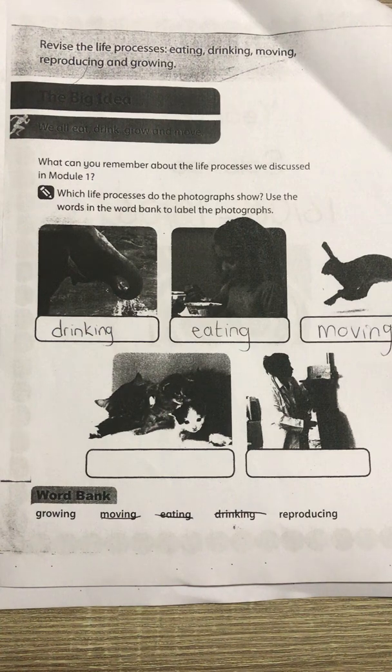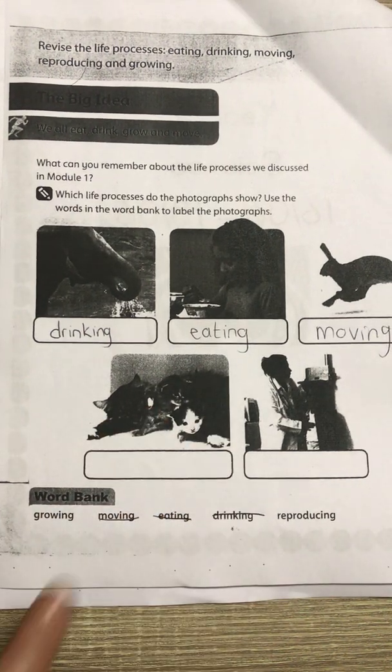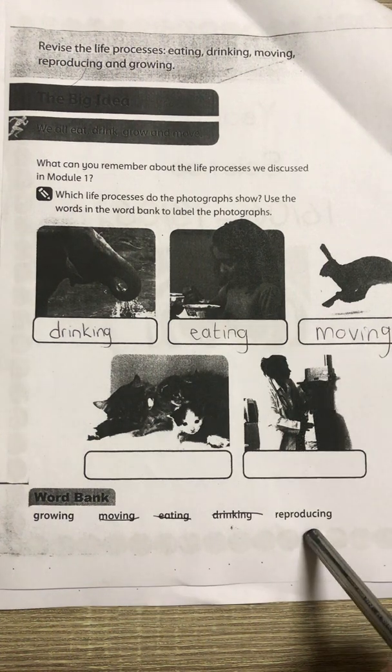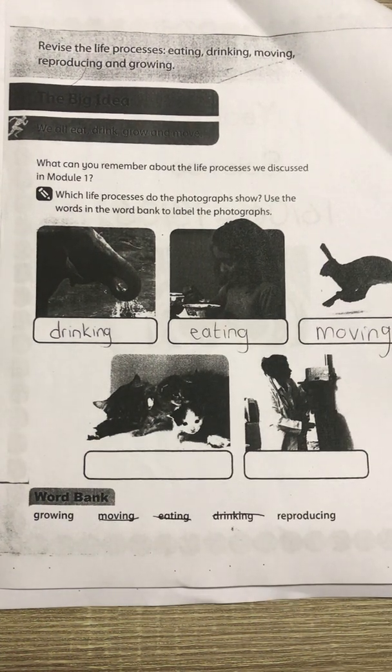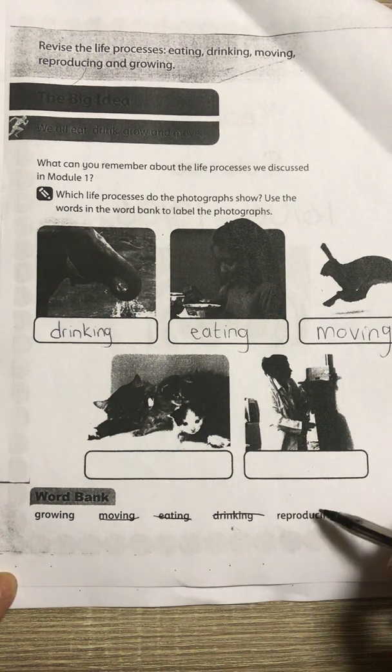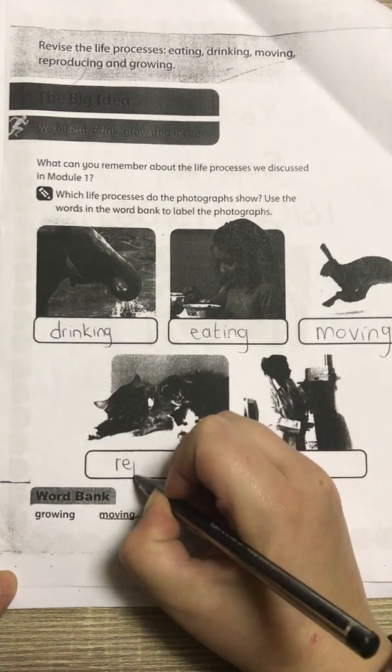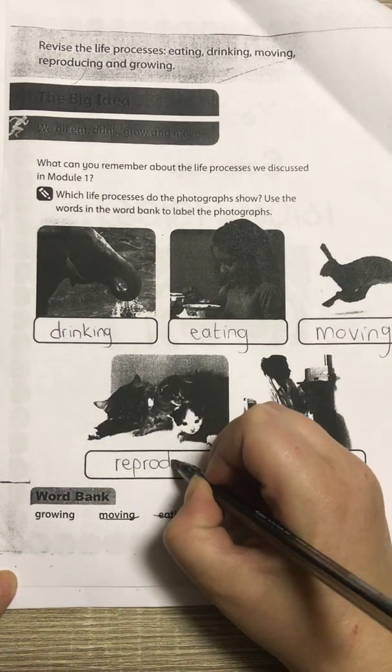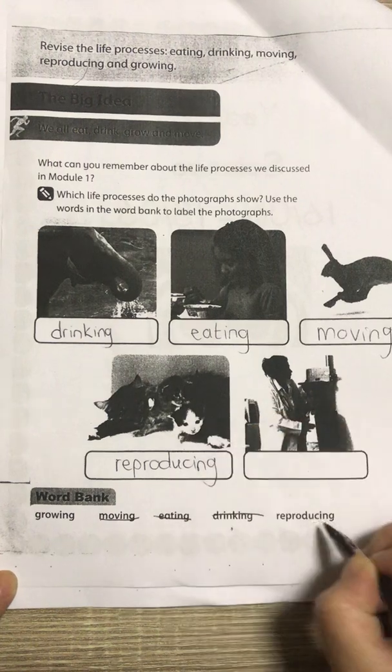Then there's a mommy cat with little, teeny tiny baby cats. So this is where we come to reproducing. Reproducing means making more of, when something makes more of itself. So we talked about this when we did living things. Living things can reproduce. Living things can make more of themselves. Plants throw off seeds, and humans get babies as well, and animals. So reproducing, making more of itself.